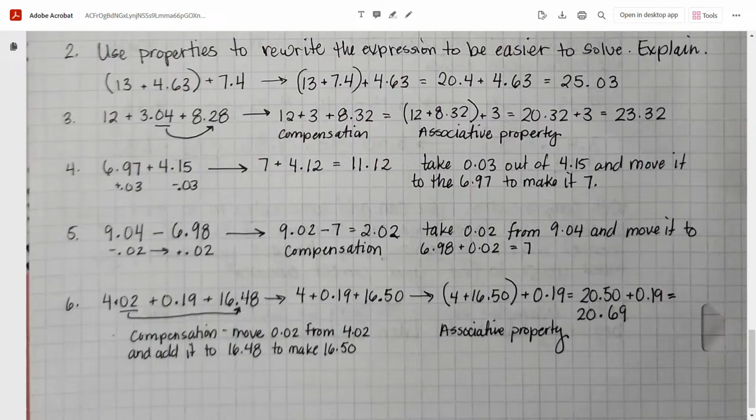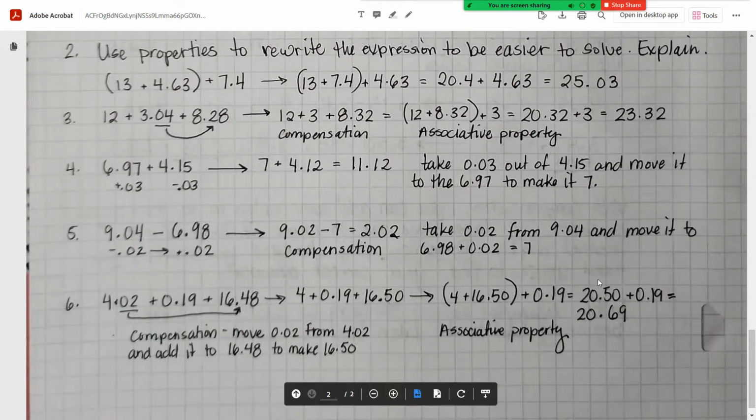Now I know 4 and 16 is going to give me 20. So 4 plus 16 and 50/100 is going to give me 20 and 50/100, so 20.5. And then I'll add 0.19 to it. So 20.50 plus 0.19 is going to give me 20.69 or 20 and 69/100. So I use compensation in the beginning to move a part over from one number into another to make it easy to work with. And then I use my associative property to work with the grouping and set it up so that it's easy for me to solve.